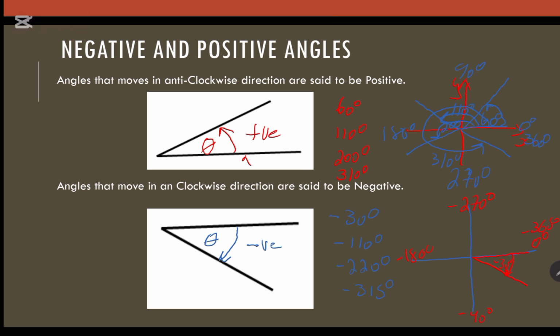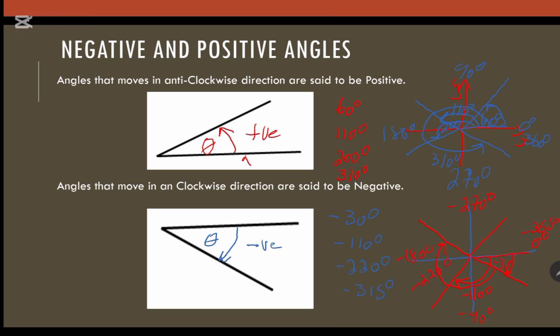The other angle that I have is negative 110 degrees. This angle is found in the third quadrant. So this is negative 110 degrees. Now, the other angle we have is negative 220. So negative 220, the angle moves in a clockwise direction. So this is negative 220 degrees.